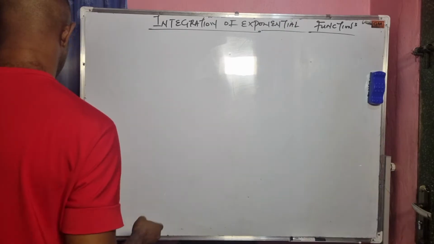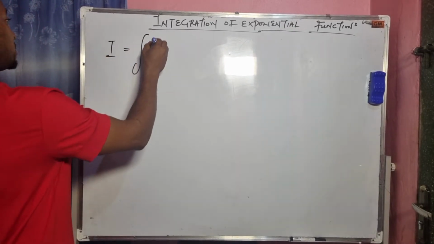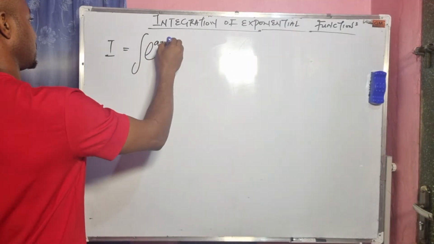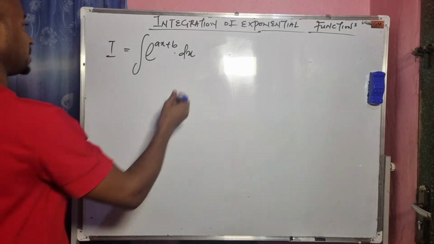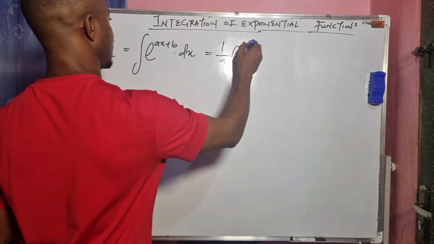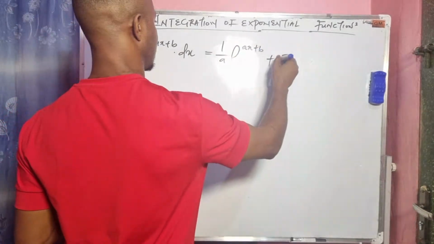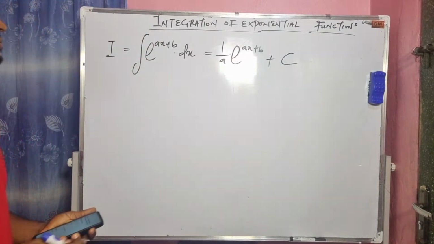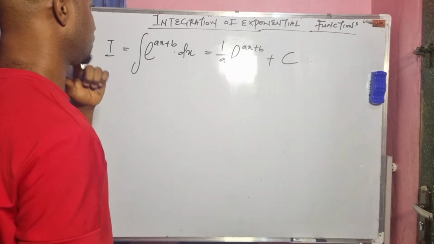The case says that if we have an integral of exponential ax plus b dx, all right, this becomes 1 over a exponential ax plus b plus c. This is what the case is saying.